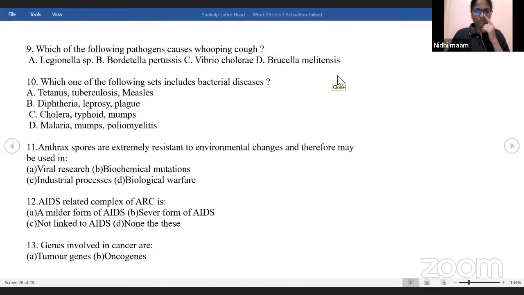Vinushri answered it, option B. Severe form of AIDS. Yes, YouTube students. Deepak answered as option A. Okay. What about others?